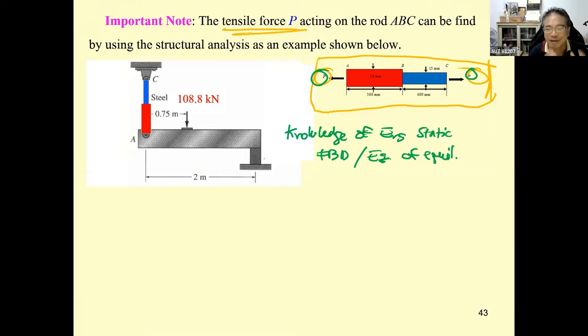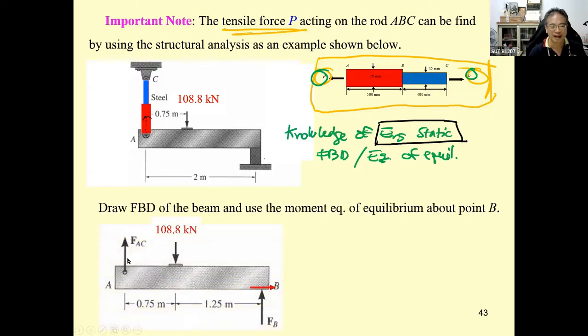But if the instructor asks you to do this, don't make a mistake. That's the old previous knowledge. By doing this, the member is going to be a two force member. So the beam is going to be subjected to the tension F sub AC, and here at point B, it's going to have F sub BY and F sub BX.